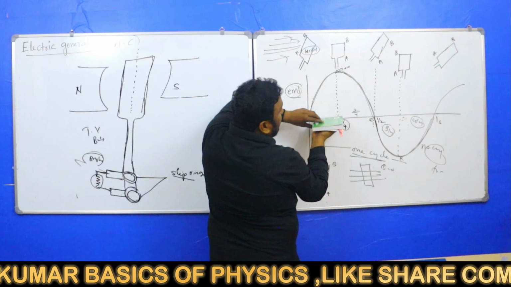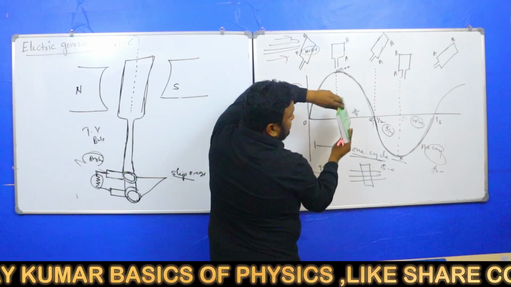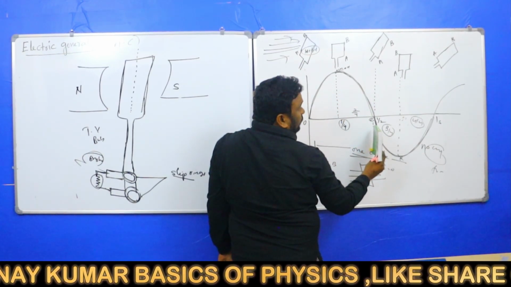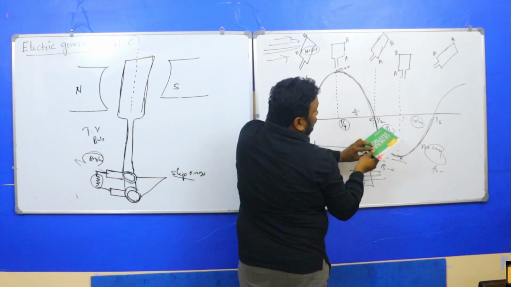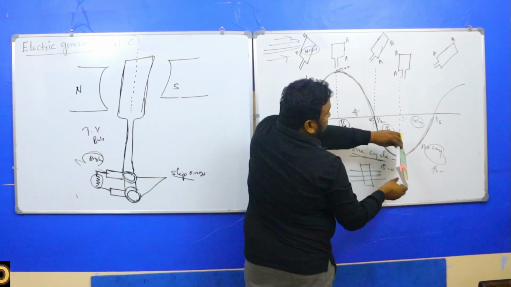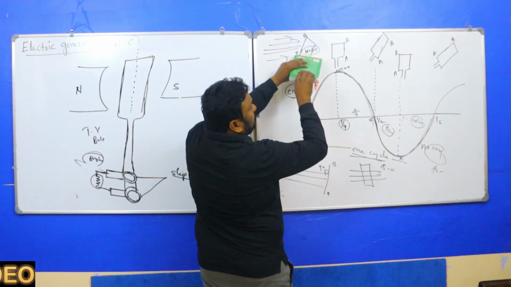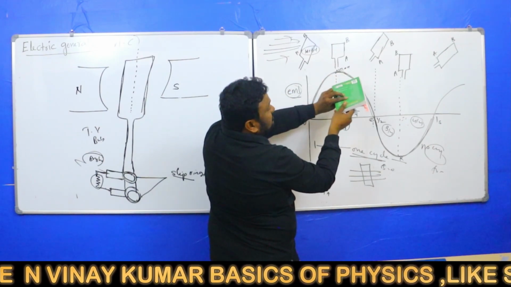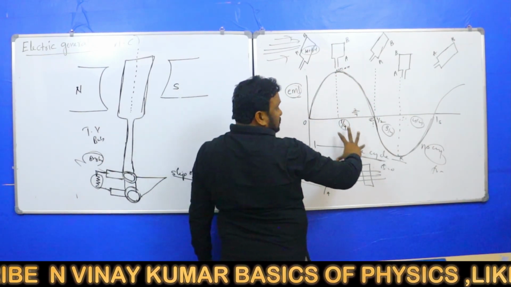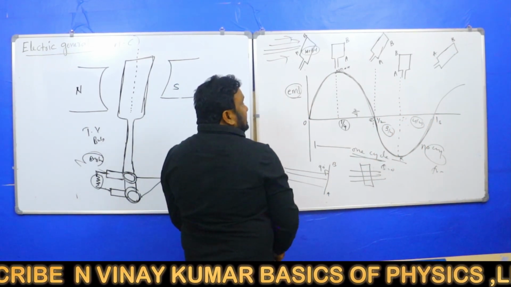And for the second quarter, again the coil is turned like this. For this position it is like this, again the vertical position. And next again you can go to maximum like this. Again like this. So simply the coil rotates clockwise, and then obviously you can find the changes here, that should be like this. So children, this is how the AC generator works.